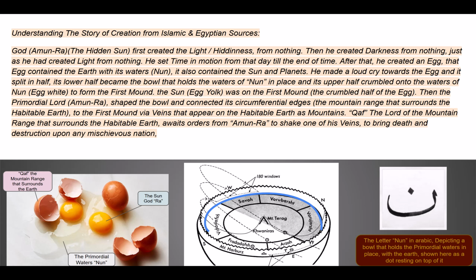He made a loud cry towards the egg, and it split in half. Its lower half became the bowl that holds the waters of Nun in place, and its upper half crumbled onto the waters of Nun, the egg white, to form the mound. The sun egg yolk was on the first mound, the crumbled half of the egg. Then the primordial Lord Amun-Ra shaped the bowl and connected its circumferential edges, the mountain range that surrounds the habitable earth, to the first mound via veins.